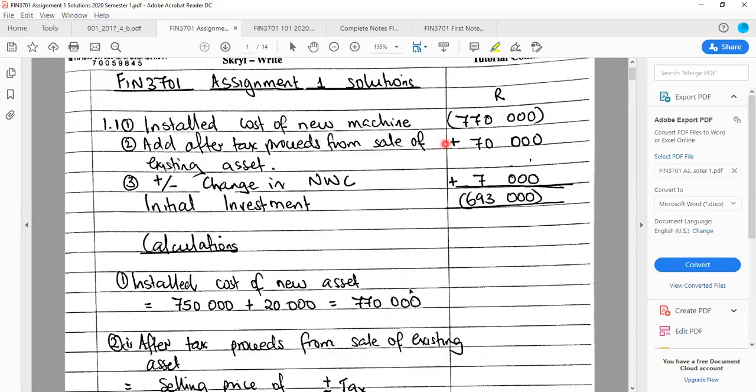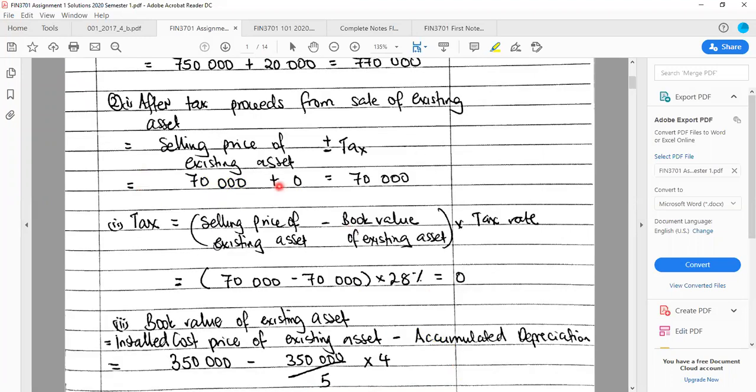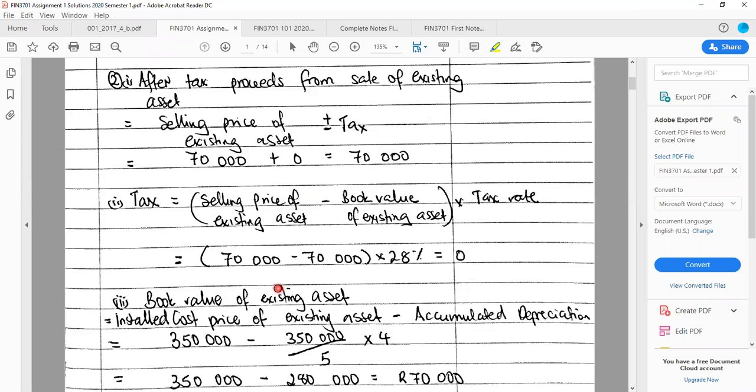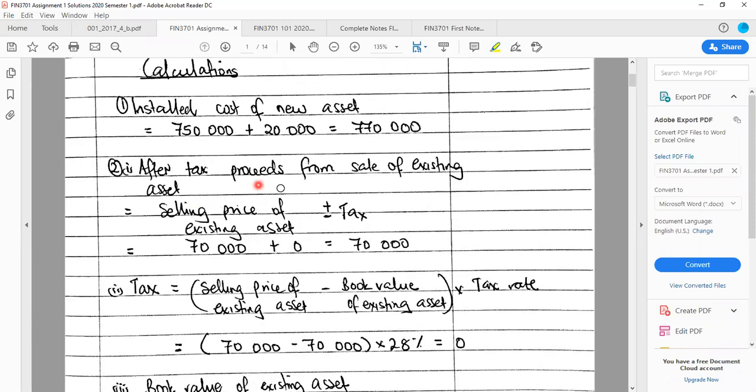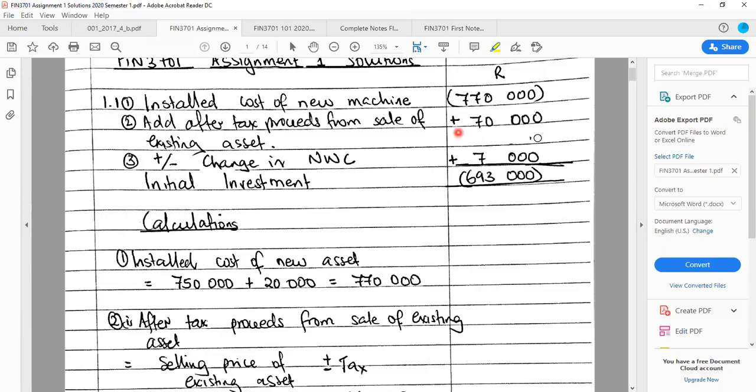Please note, you have to start with this template, but you check to see if you've been given the information. Sometimes you'll be told that the tax benefit is this amount. And if they tell you what the tax benefit is, you just simply add it and then you get the after-tax proceeds from the sale of the existing asset. Sometimes they tell you what the tax expense is, but sometimes you actually have to calculate the tax like what I did. And sometimes you actually have to calculate the book value and then substitute it in so that you can get your after-tax proceeds from the sale of the existing asset. So that's how I got the 70,000.